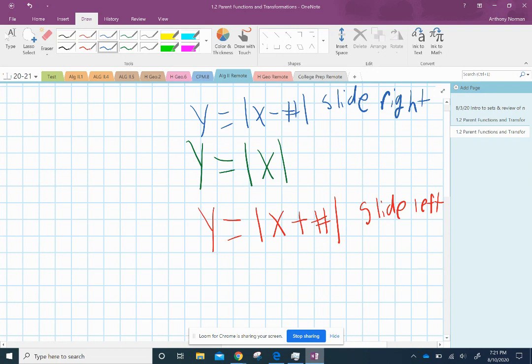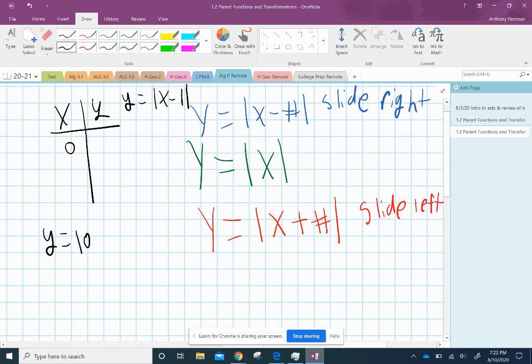I'm going to make an XY table. X, Y. And we're going to use it for the function y equals the absolute value of x minus 1. So I know a lot of you are looking at this and saying it's going to go to the left because it's a minus. We're going to start at 0. So y equals 0 minus 1. So 0 minus 1 equals negative 1. The absolute value of negative 1 is 1. So y is 1. Ooh, wait a minute. That took us to the right.